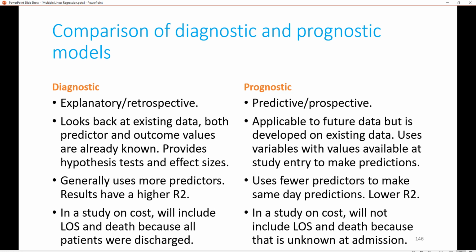For diagnostic models, because we already know what the outcomes are, and we're not trying to use these real-time predictions, we generally have more predictors, and we also have results that have higher R-square. For prognostic models, we tend to use fewer predictors to make those same-day predictions, and we generally have lower R-square values. And diagnostic models in a study on cost will include length of stay and death because all patients were discharged. Prognostic models in a study on cost will not include length of stay and death because that is unknown at admission.